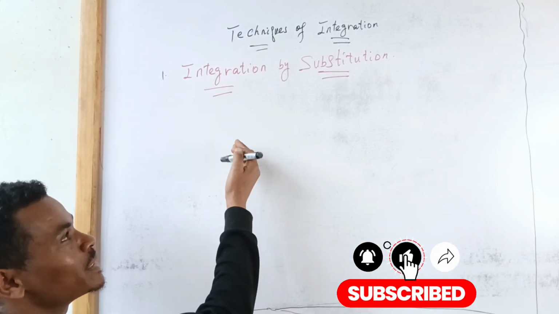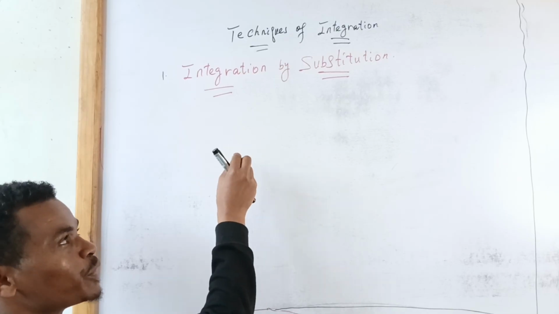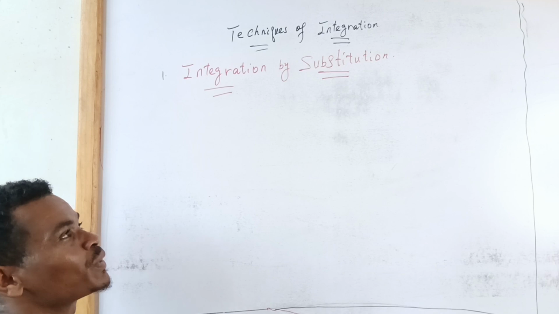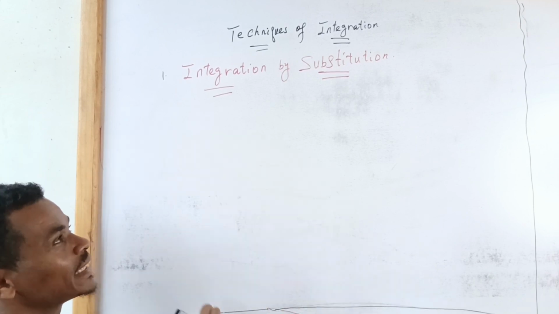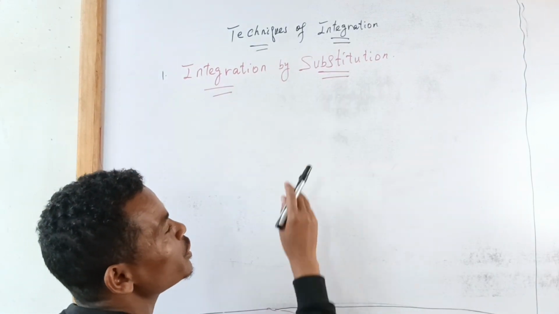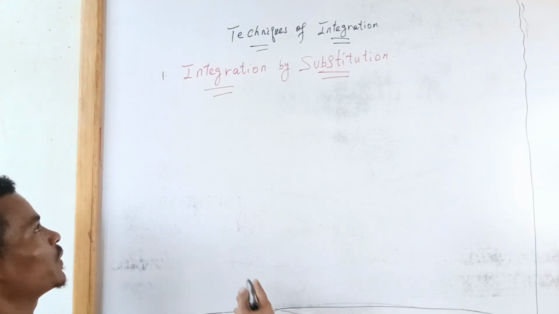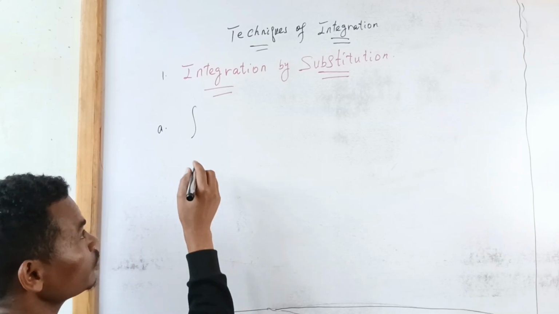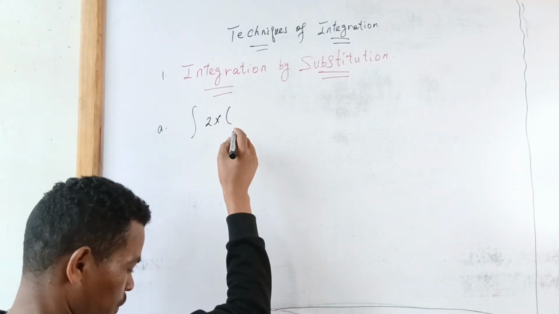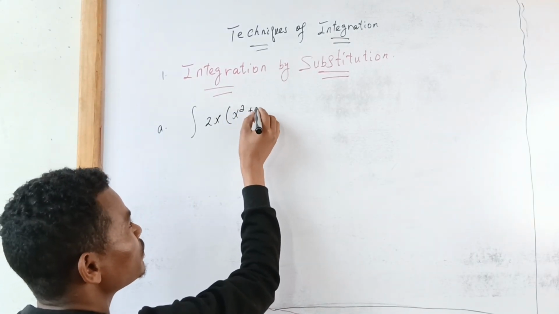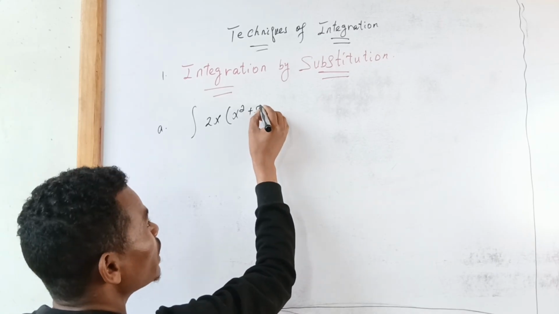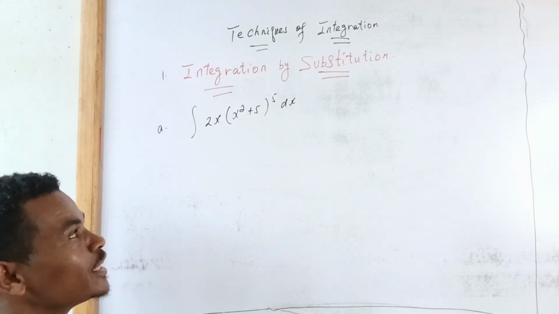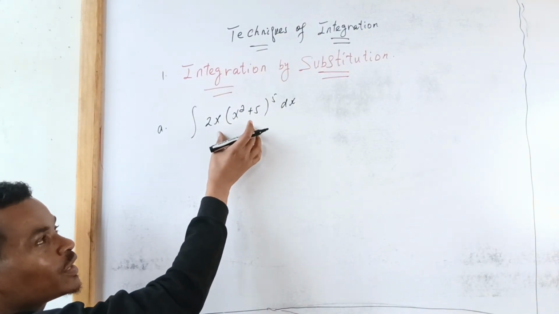In this case, it is the method that we use by changing the variable, which is the standard form of integration. That is why it is called integration by substitution, or u-substitution method. For example, a) integration of 2x times (x squared plus 5) to the power of 5 dx. To integrate this, we just change the variable.